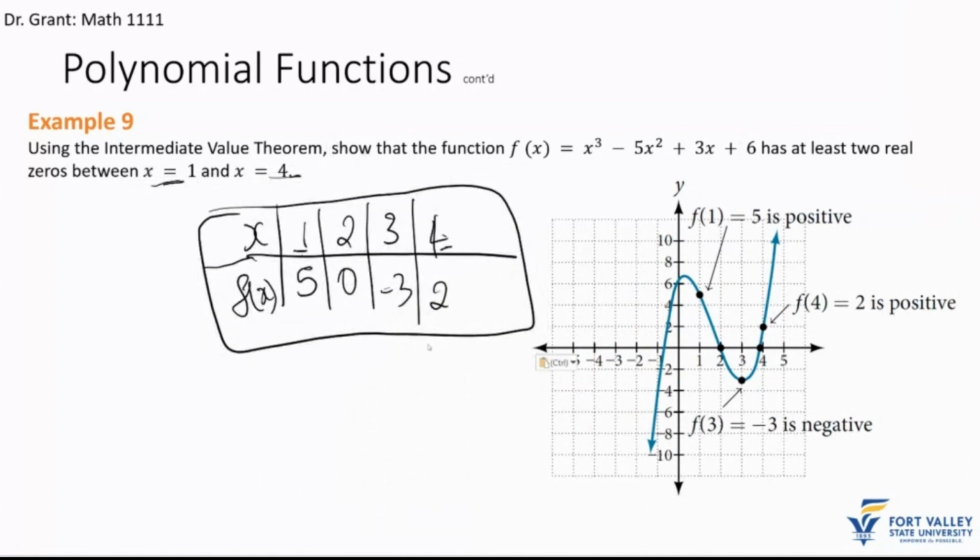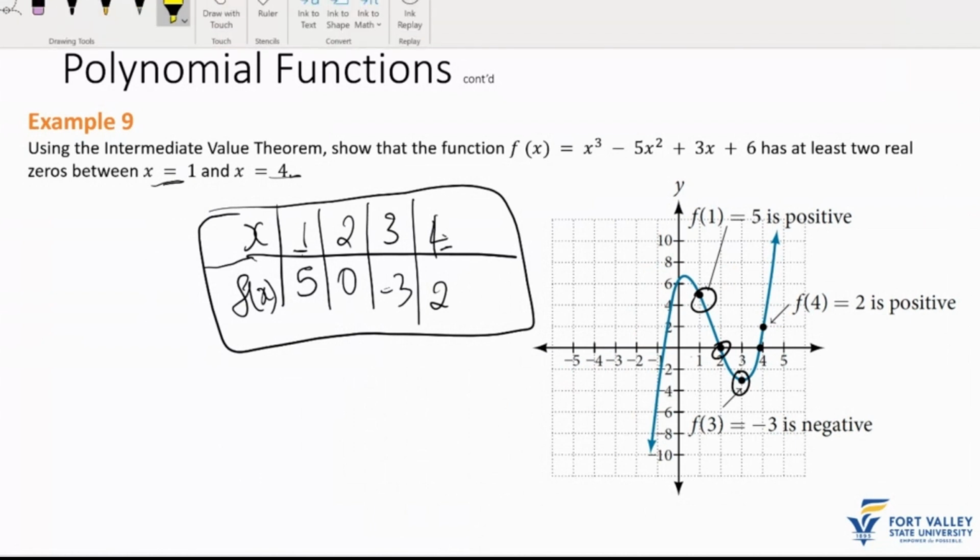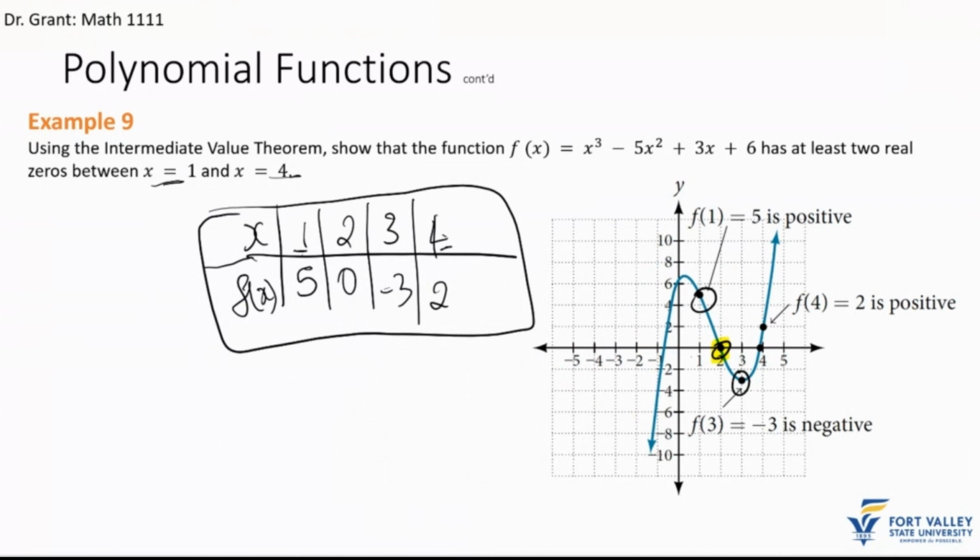So if you notice, let's say (1, 5) is here. That's positive. And then here you have (3, -3). So this is a negative value. Basically, you see that -3 is below the x-axis, 5 is above it. So that tells me that there must be some 0 in between these two numbers, since one is above the x-axis and one is below.